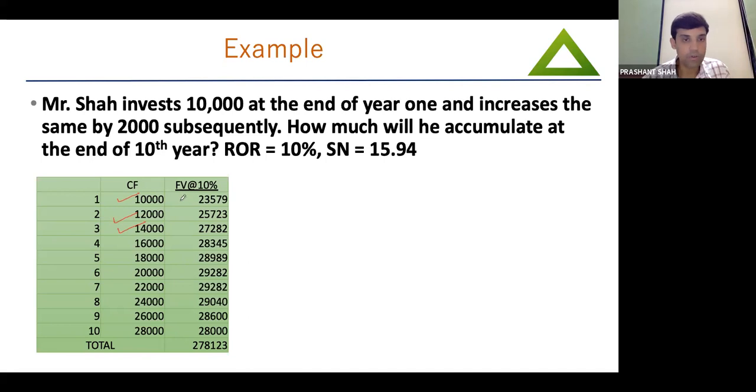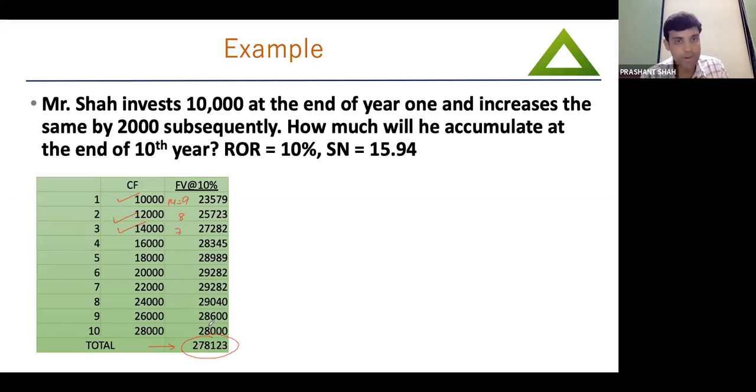What I have done is I've found the future value on Microsoft Excel for, say, the first investment, for that n is equal to 9, then 8, 7, and so on and so forth. And then I've made a total. So this is the accumulation he would have at the end of year 10. So how much will he accumulate at the end of the 10th year? Rate of return is 10%, right? So this is how I can solve it easily on Microsoft Excel.